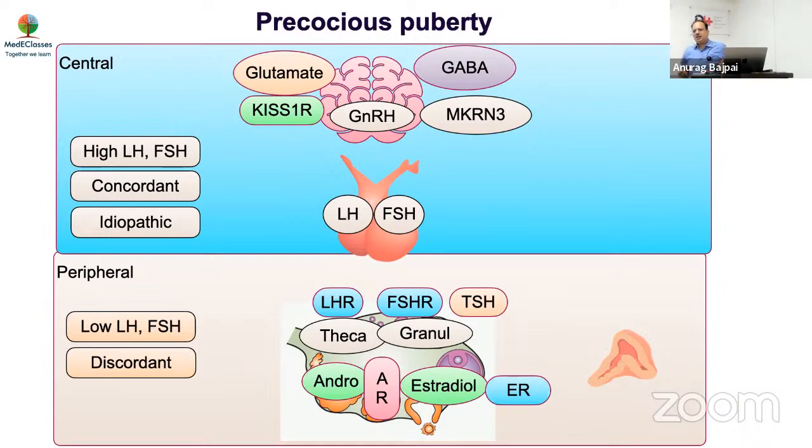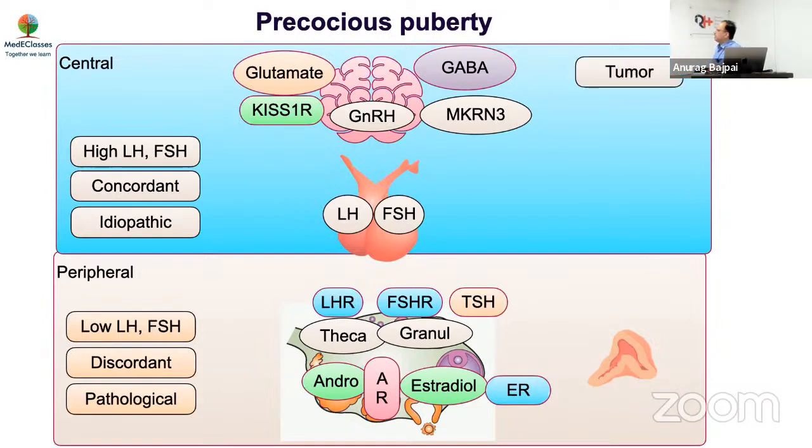pattern. Like in the first case, you had breast development and suddenly you have vaginal bleeding. So if you have a history that in the last 1 year there was breast development and now bleeding happens, this looks more like a central precocious puberty. If you have no breast development and you have bleeding, this looks like a local cause. But if you have some breast development and yet you have bleeding, this discordant pattern suggests a peripheral precocious puberty, which is usually more likely to be pathological.